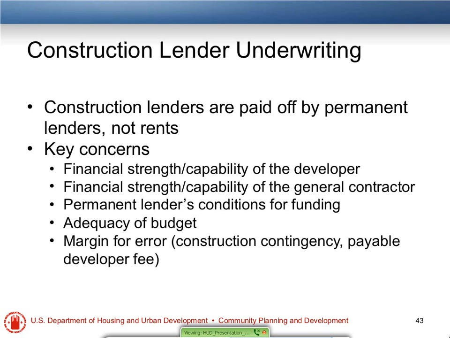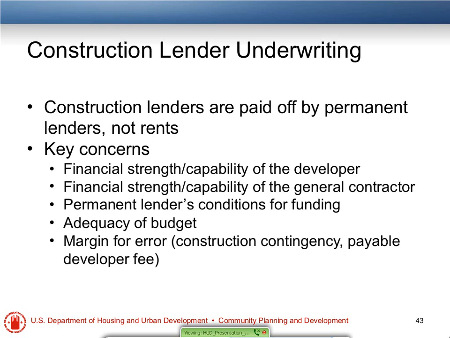The construction lender will also look at the line items in the budget, just making sure that there's enough budgeted for all of the components of the construction cost, not just construction, but they want to make sure you've got an adequate budget for construction interest, to pay your soft costs, your architectural costs, design fees, and so forth. And they want an adequate contingency, a margin for error when things don't go as planned.